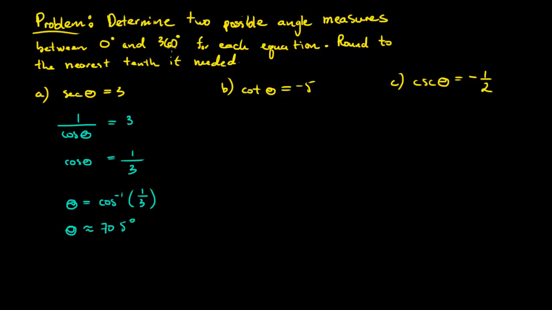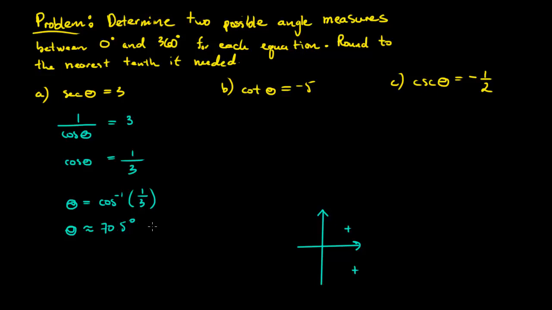Now, here we found one possible angle measure for theta between 0 and 360. So one possible angle measure is 70.5 degrees. We also need to find another possible angle measure. So we have to think where else is cosine theta positive, and we know that based on the CAST rule, the cosine ratio is positive both in quadrant 1 and in quadrant 4.